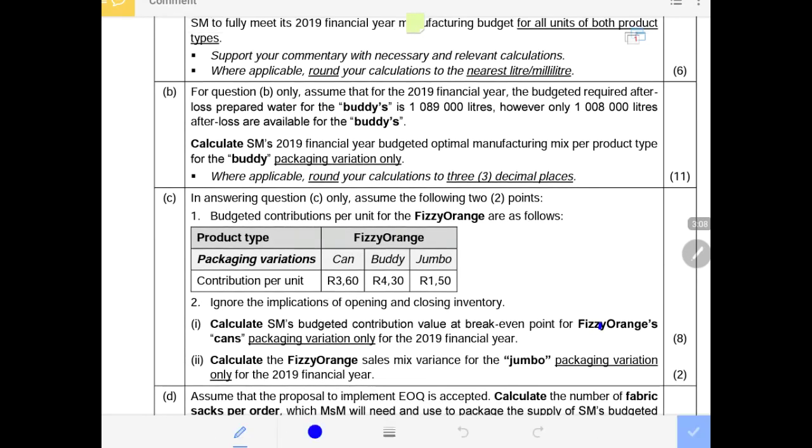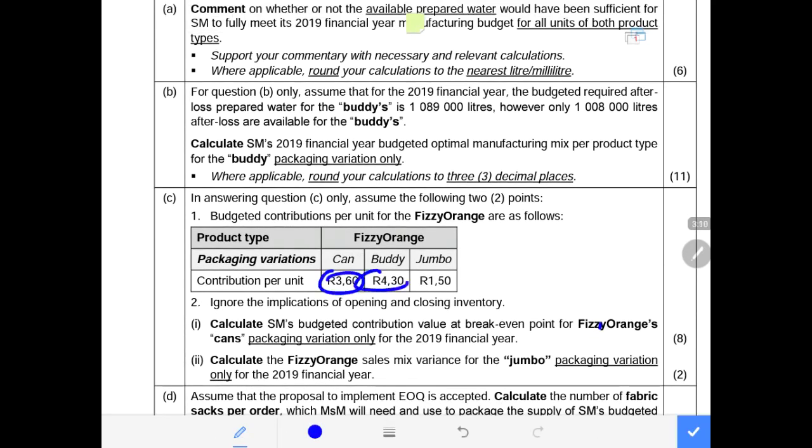Number C, we are provided already with the contributions for the 3 product variations. And after we are provided with these contributions, we are required to calculate the budgeted contribution. There is the word again. The budgeted contribution value at the break-even point, meaning we must calculate our break-even point. Then after it will be per batch, then we do it per unit.